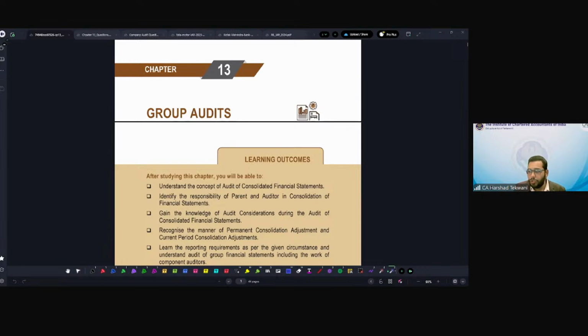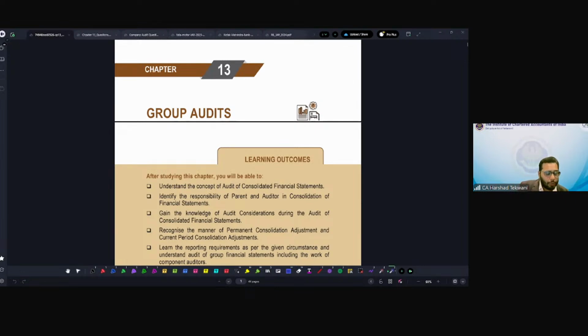Then we will discuss audit procedures and considerations. Then we will talk about reporting on CFS, and along with the reporting on CFS, I will show you some examples. I will show you a live public report wherein we will discuss how reporting is done and some special considerations with respect to group audit. So I will divide the chapter in this way, and then we will discuss area by area.